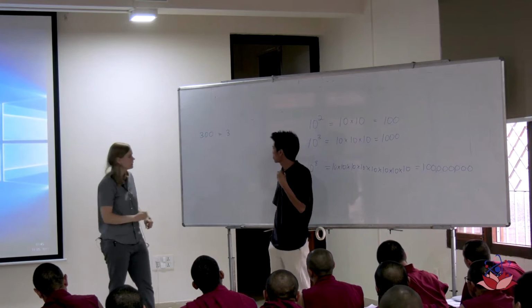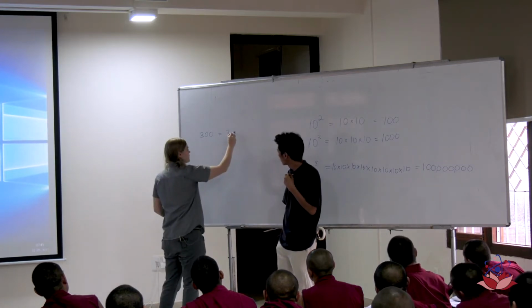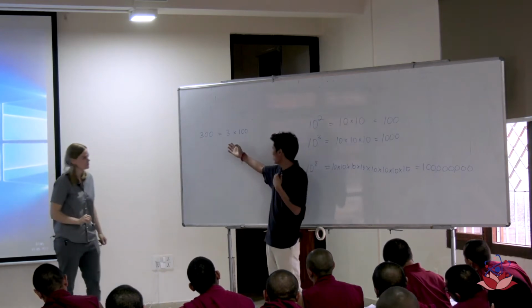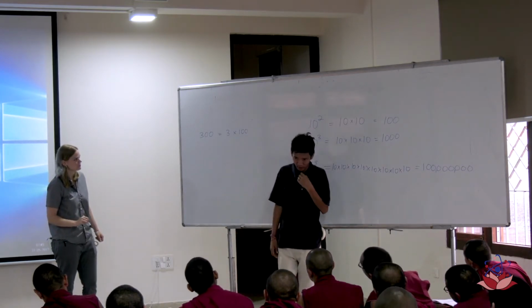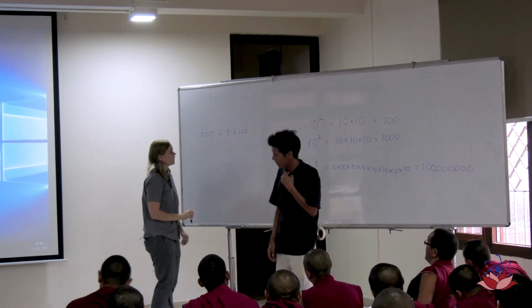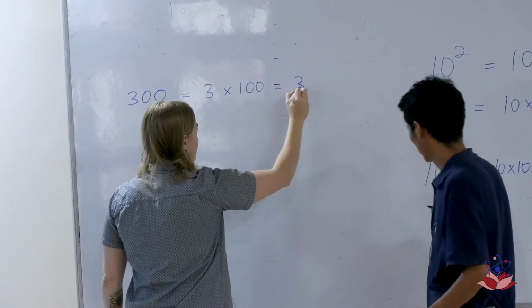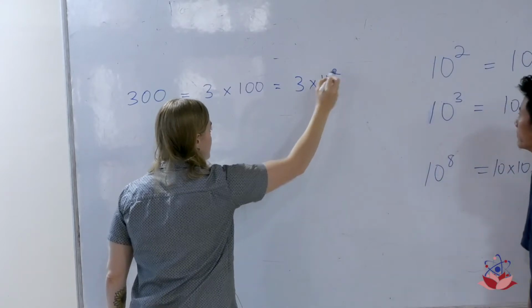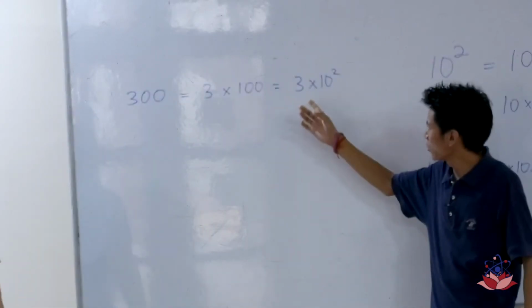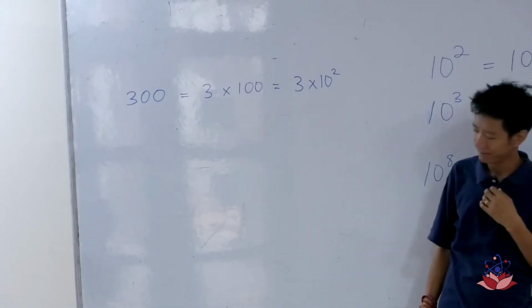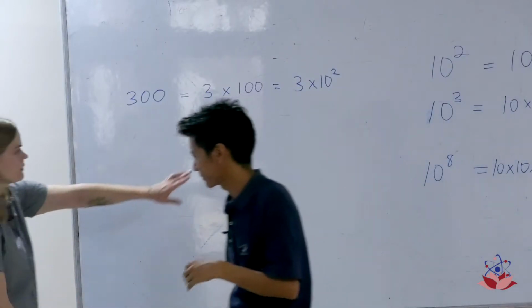So I can rewrite that as 3 times 100. And then I can rewrite this as 3 times 10 to the 2. So this is scientific notation.